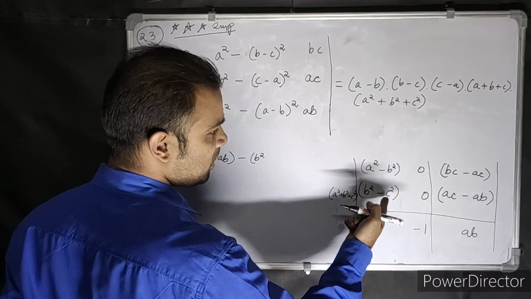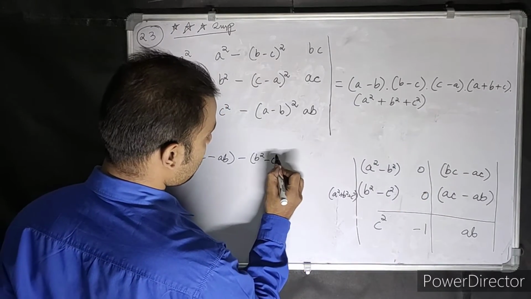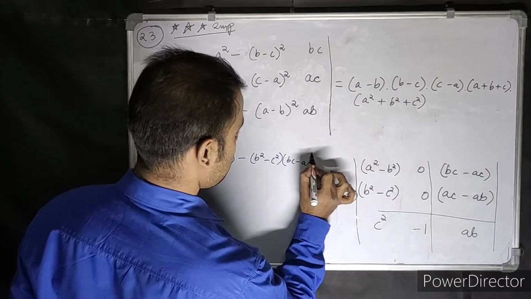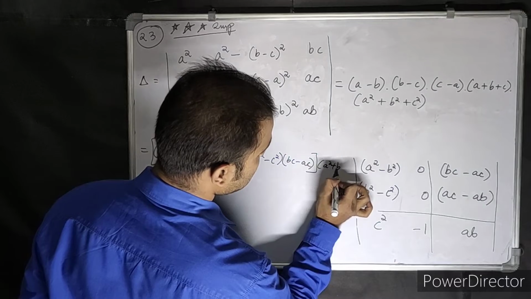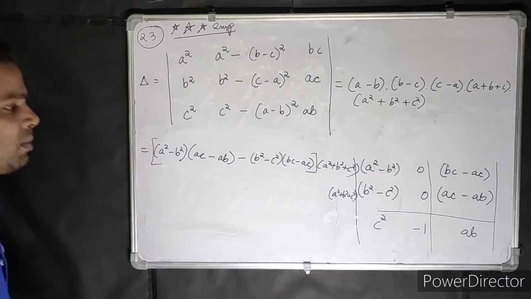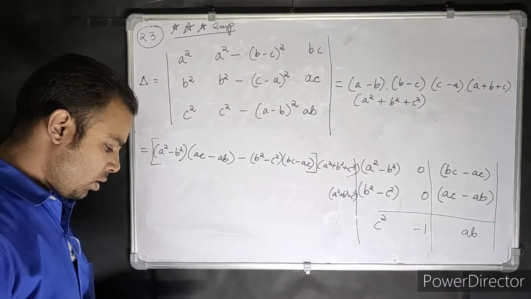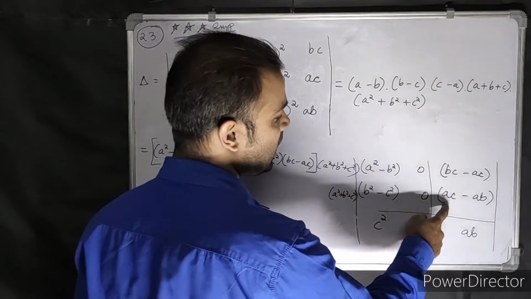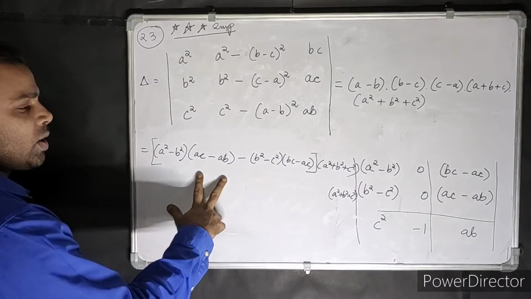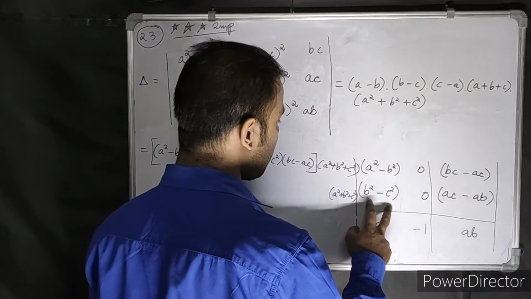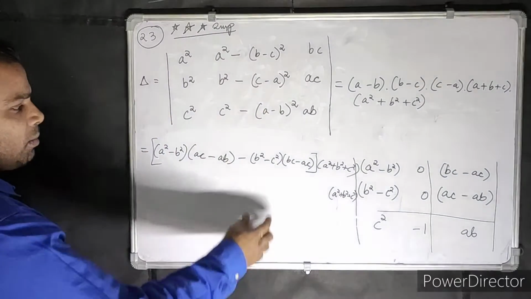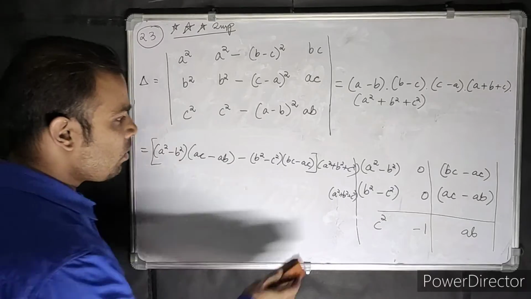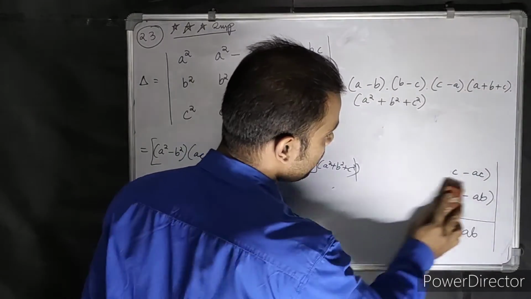Okay, so this is b square minus c square into bc minus ac. This is done. Bracket a square plus b square plus c square, that was supposed to be multiplied with the whole thing. Let's look if I have correctly multiplied. A square minus b square into ac minus ab. And b square minus c square into bc minus ac. All correct. Now from here, what is your next step?